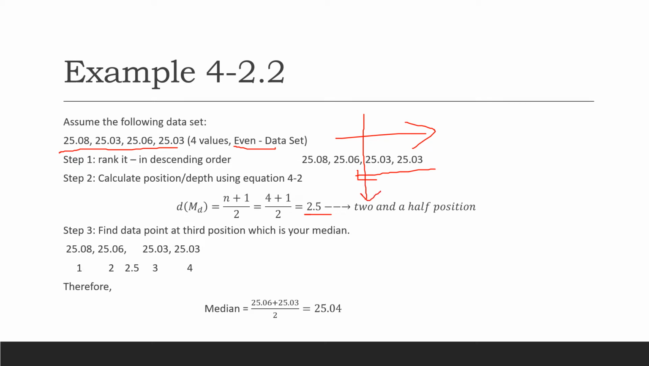So in this case, we're going to take the value on this side and on that side and divide by 2. On this side, we have 25.06. On that side, we have 25.03. Divided by 2 because it says so. The 2.5 position is 0.5 after 2 and 0.5 before 3. So we get that, and at that position you have this value, 25.04.